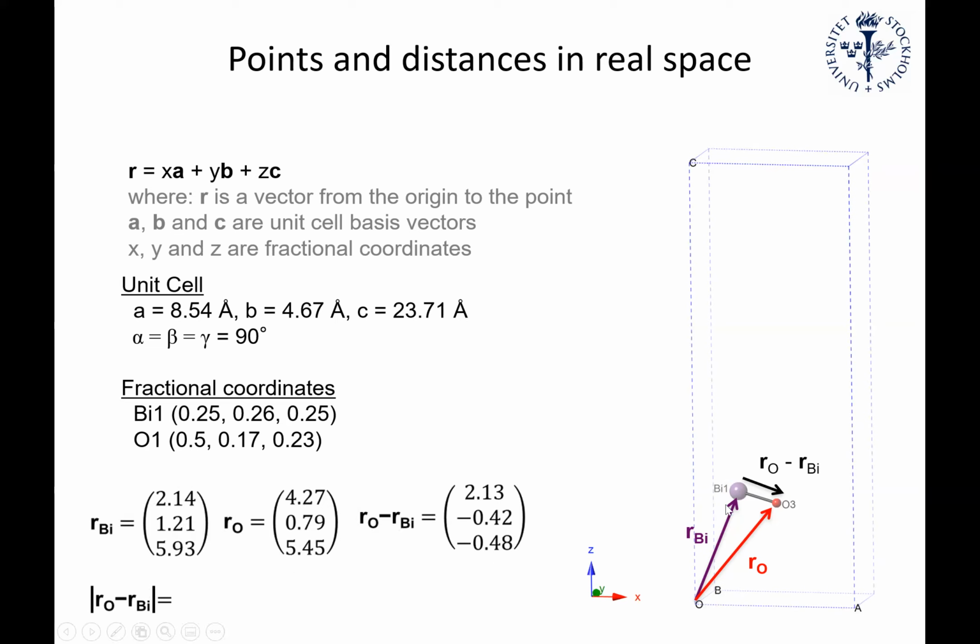math. So to get the length of this vector in three-dimensional space, you take the square root of the square of each of these, 2.13 plus minus 0.42 and the square of minus 0.48. So if you work that out, then it becomes 2.22. So the distance between bismuth and oxygen in this case has been calculated to be 2.22.